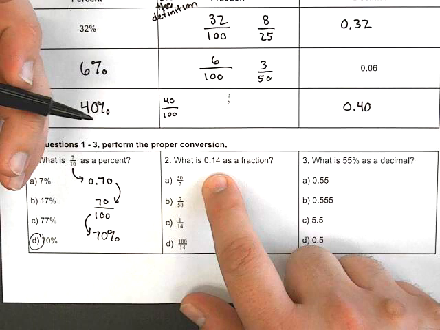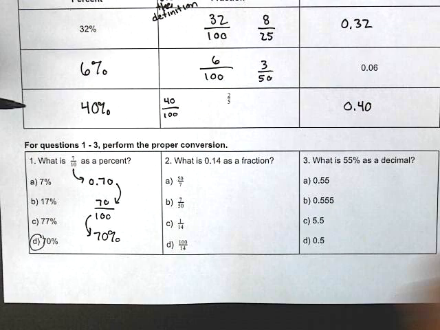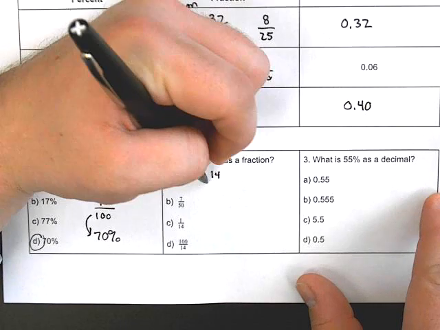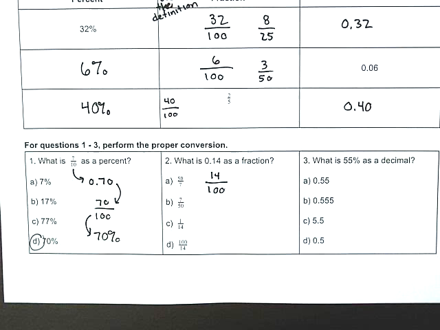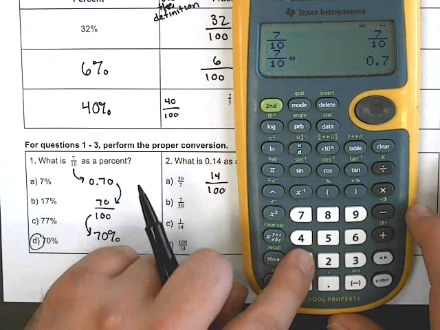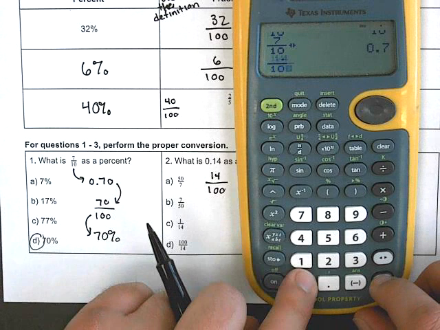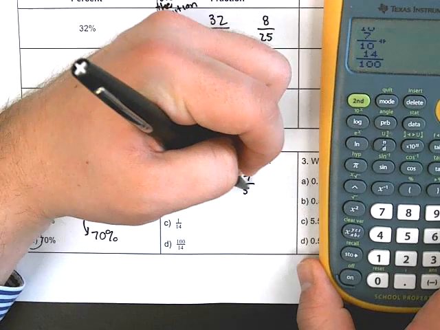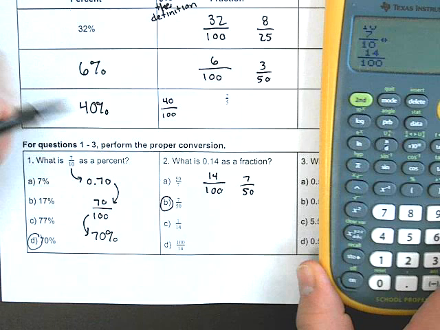What is 0.14 as a fraction? Well, my first two decimals I put over 100. So I have 14 100ths. Or if I want it as a fraction, I probably should check to see if it's reduced. Oh, it wasn't. 7 out of 50. 7 out of 50. So then I would have to use that.